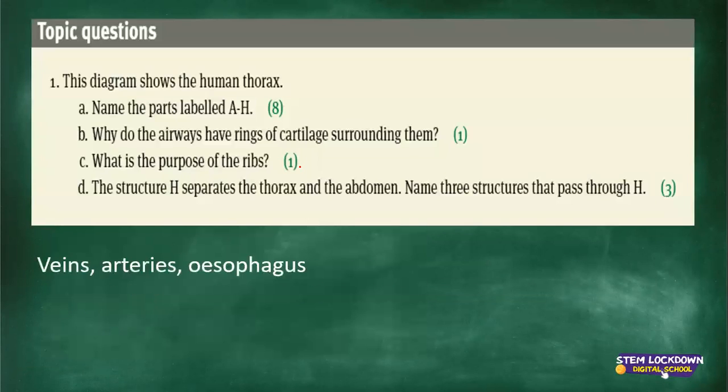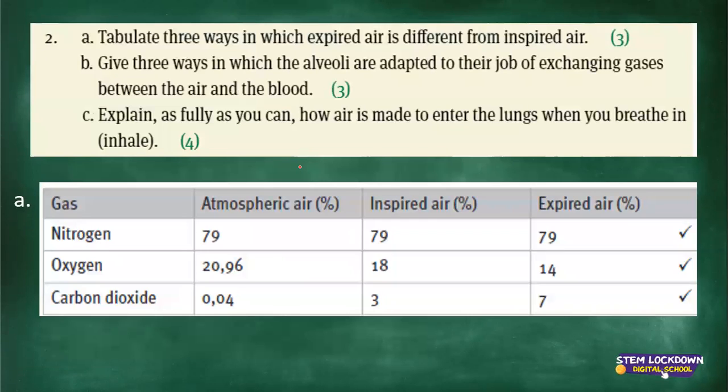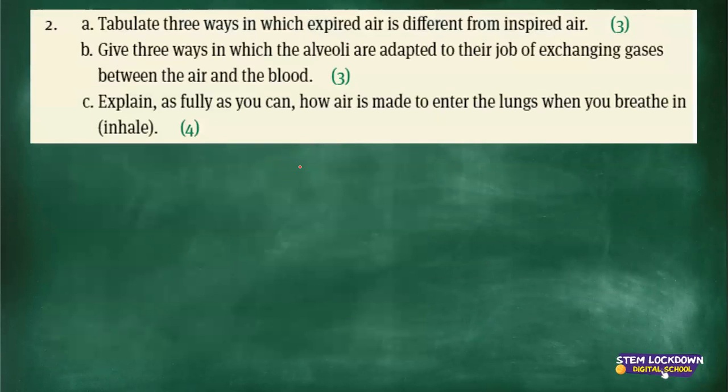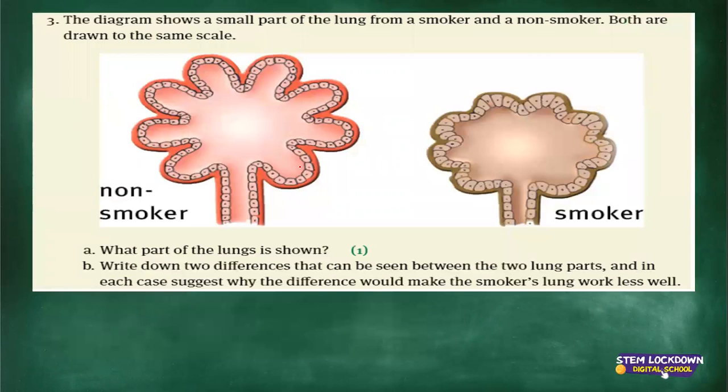And then I want to quickly jump to today's work. That's question 3. We're continuing with question 3. The diagram shows a small part of the lung from a smoker and a non-smoker. Both are drawn to the same scale. A, what part of the lungs is shown? What is this diagram here? It shows which part of the lungs.